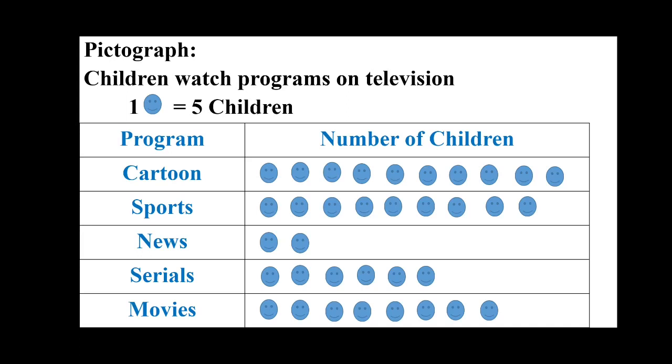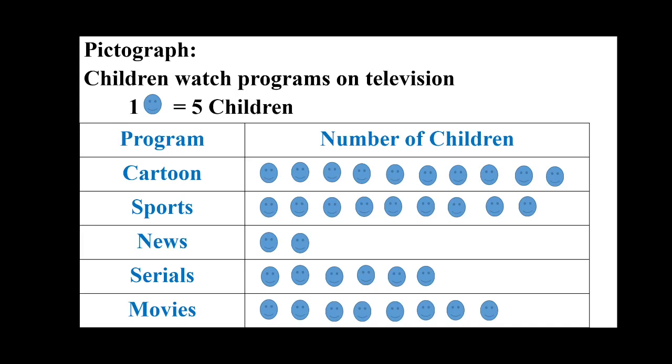In this pictograph, one symbol is equal to 5 children. 50 children watch cartoon. So, 10 symbols need to be placed because 10 5s are 50. 45 children watch sports. So, 9 symbols need to be placed near sports because 9 5s are 45.